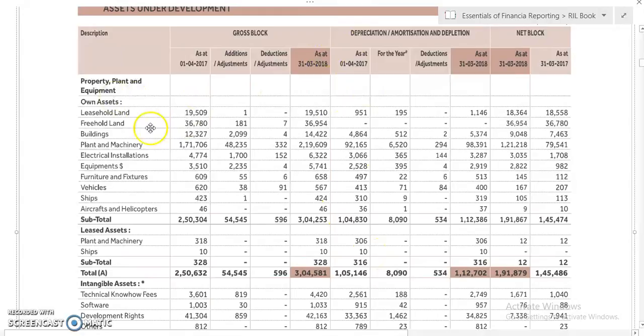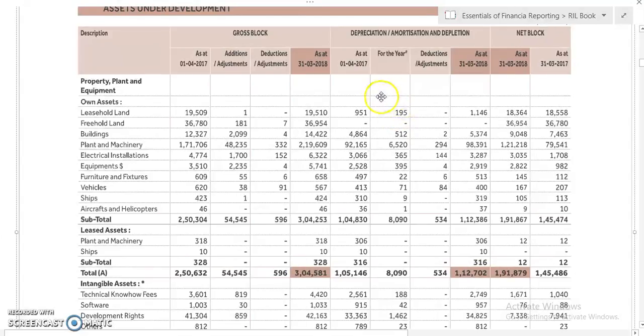Now let's look at this first: leasehold land. They have $19,000. Forget about crore rupees; we consider it as $19,000. Then they have accumulated depreciation of $915. Now you see they are depreciating 195, which is 1% of this leasehold land. It means that this company holds this leasehold land for 100 years. That is the reason why they are depreciating 1% every year, so they are slowly depreciating.